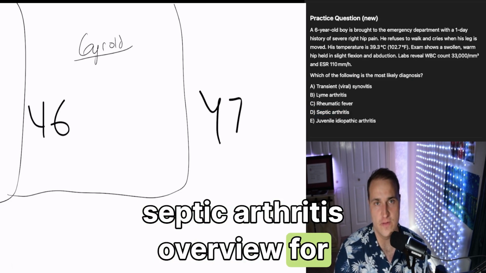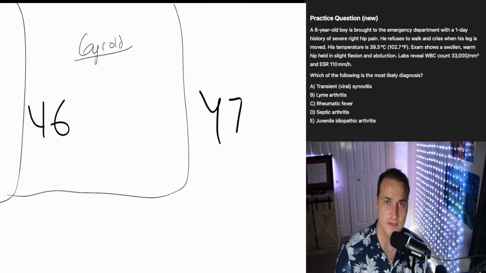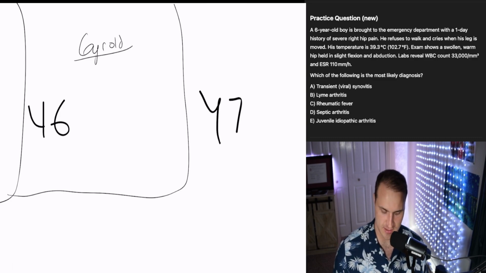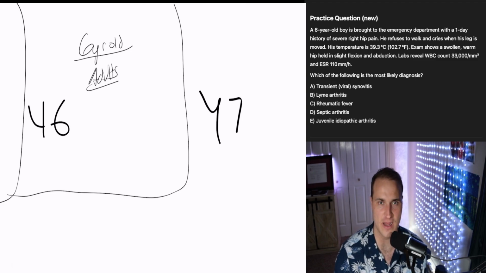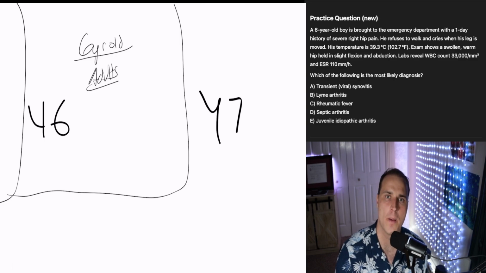Septic arthritis overview for Step 1. What is it? It's an infection of the joint space, so you have rapid joint destruction if it's untreated. The most common organism in adults is going to be Staph aureus. It's the most common overall. And in sexually active young adults, it's Neisseria gonorrhoeae, so it's migratory polyarthritis. And in prosthetic joints, it's going to be Staph epidermidis. That's the biofilm stuff. The acute presentation is going to be acute monoarticular joint pain.